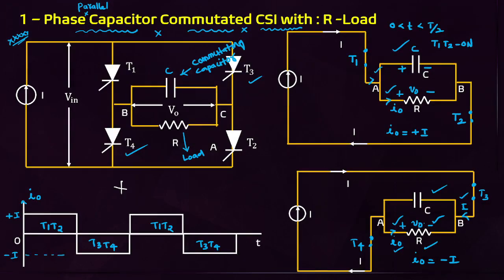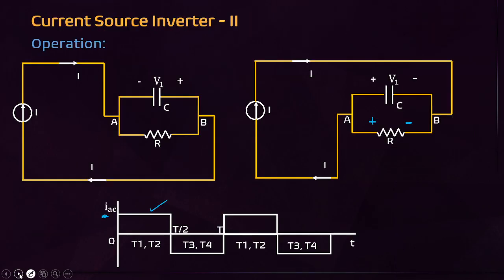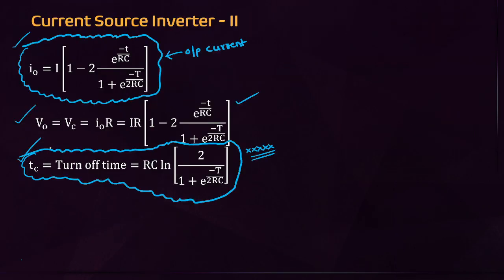These are some important ones. This is also one of the current source inverters: the single phase parallel capacitor commutated current source inverter, with R loads. For this case, mainly you have to remember the circuit turn off time. This is one formula you have to remember: circuit turn off time.